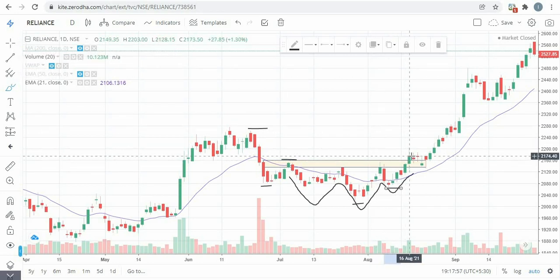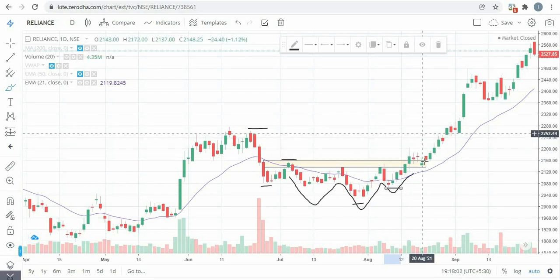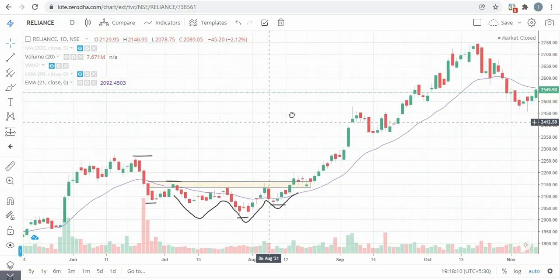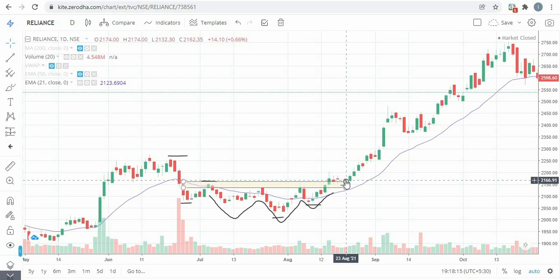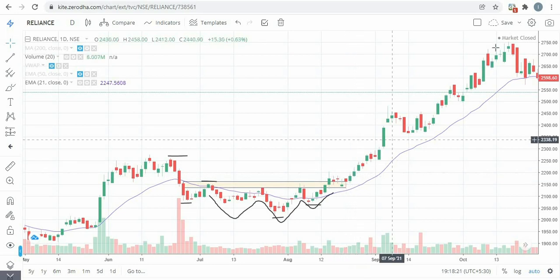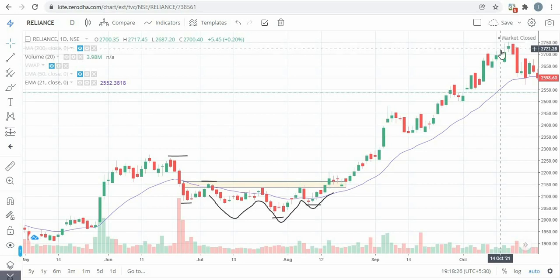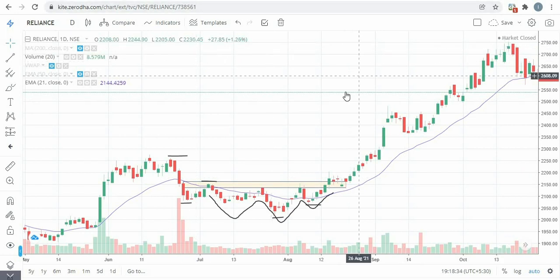As it moved upwards, it was a little choppy around the resistance, but that was okay. After it started moving upwards, there was no stopping it. As you can see the move, if we had bought around 2170 to 2160 after the breakout, we would have had a great chance of selling it around 2700 levels. So 2160 to 2700 levels, and this is the daily chart.